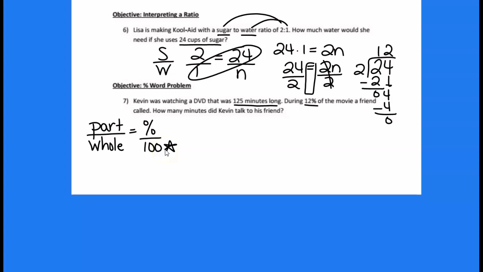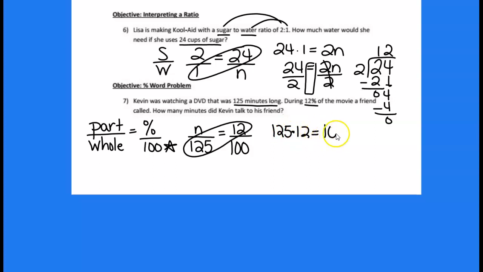We do not know the part that he talked to his friend, so that is the missing piece. We know the whole movie is 125 minutes. We know that he talked for 12%, and the 100 is in the lower right. Now we're going to cross multiply. 125 times 12 equals 100n.